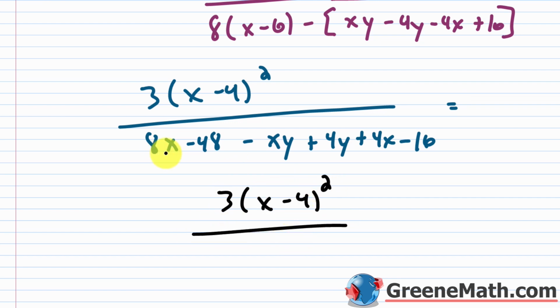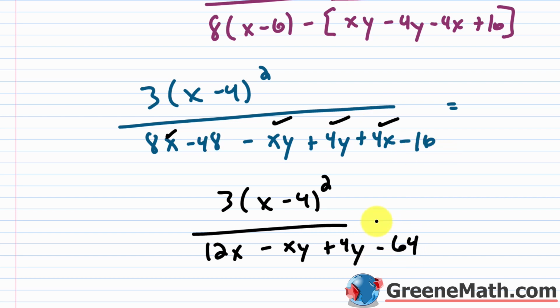Down here, 8x plus 4x is going to be 12x. Let's write that first. Just going to check this and this, just so I know what I've used. So then I'm going to put minus xy next. Let me check that off. Then plus 4y next. Let me check that off. And then negative 48 minus 16 would be minus 64. Let's check those off. So this would be my simplified answer. I can't do really anything else.